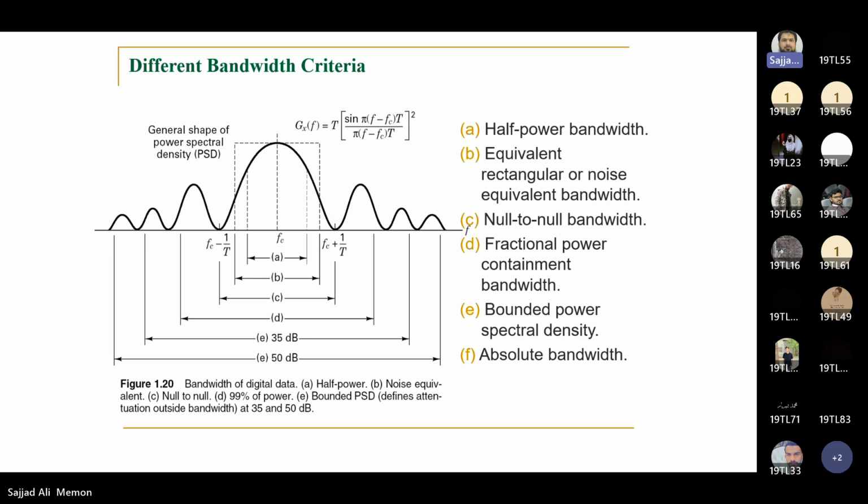Like for real-time communication, where we don't have any room to lose any information, we might go with the absolute bandwidth. But with non-sensitive data, where we can understand what will be in between, we might go with the half power bandwidth. So that is the reason we have different definitions of bandwidth for a digital signal when it is not band limited.